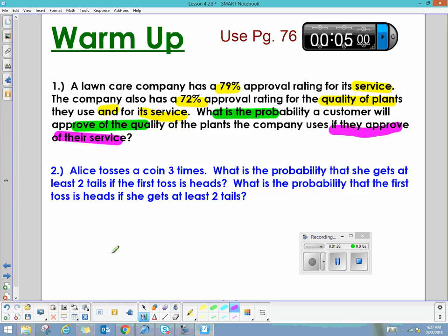As you can see, what I highlighted in pink, if they approve of their service, that is a key phrase indicating that we should probably use conditional probability. As for warm-up problem number 2, hopefully you have created the sample space already, since we've seen this situation before, tossing a coin 3 times.